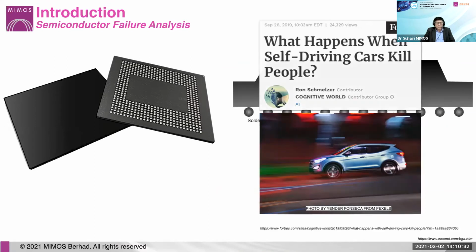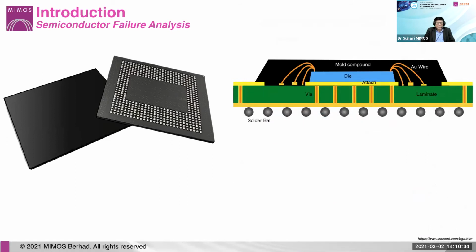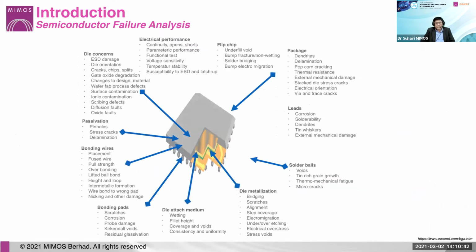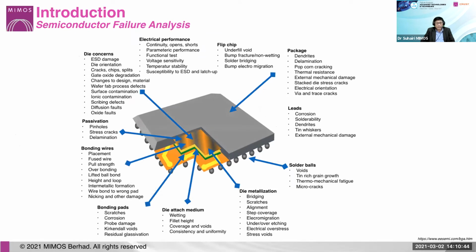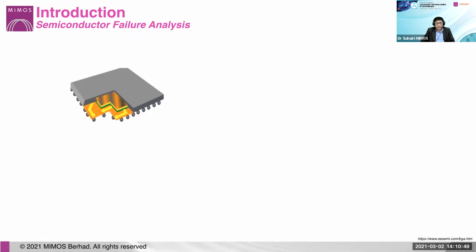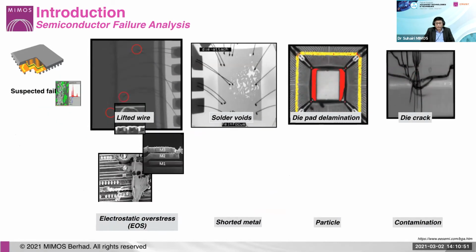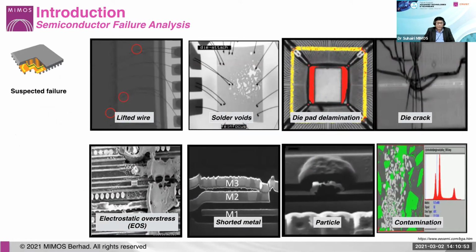So the process of determining the cause of failure is essential in the semiconductor industry, at least from the perspective of production yield. And there are many areas that need to be examined as far as a single IC chip is concerned. Among others are contamination on the surface or inside IC dies, shorted or lifted wires, voids, cracks, and delamination, to name a few.